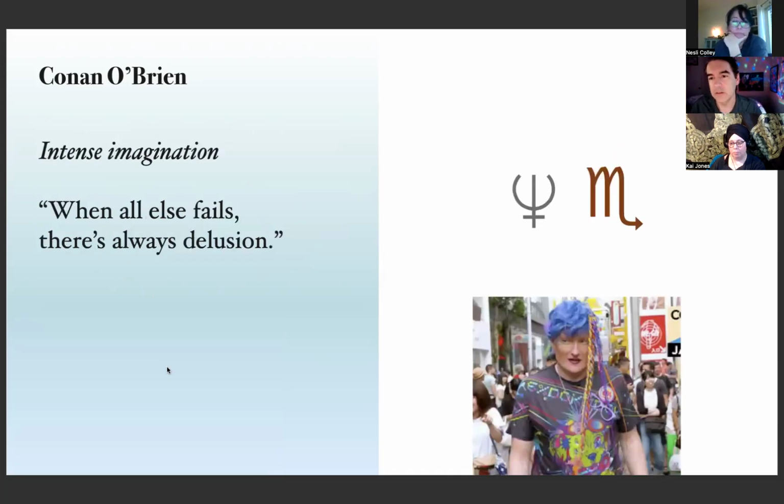Intense imagination, right? Neptune and Scorpio. And so when all else fails, there's always delusion. So this is also from the episode when he went to Japan. He's dressed up like sort of an anime character. This is a man in his 50s, and there's something intense and weird about him.